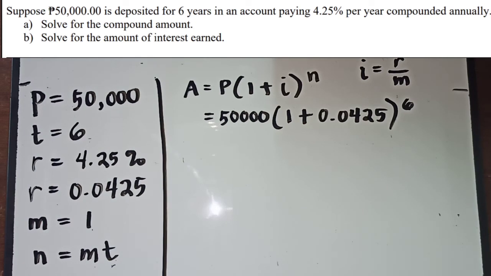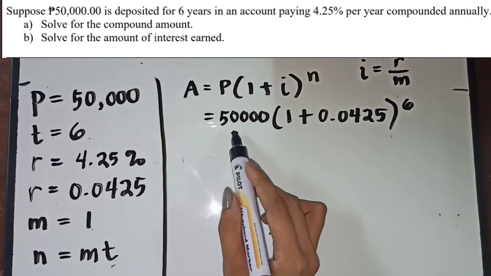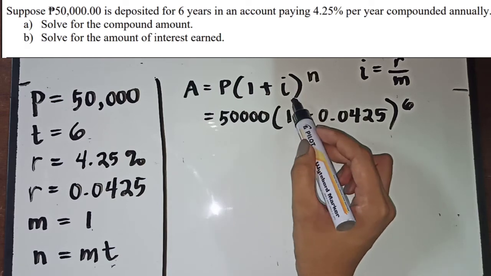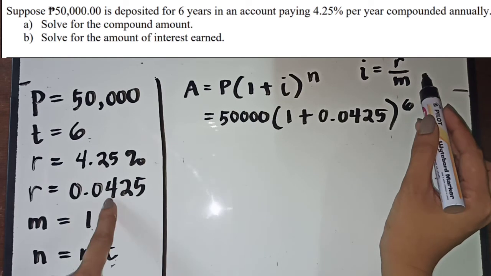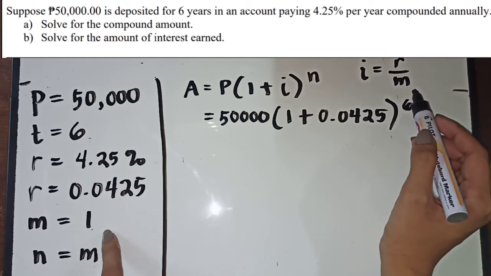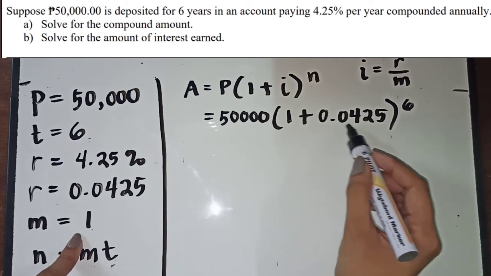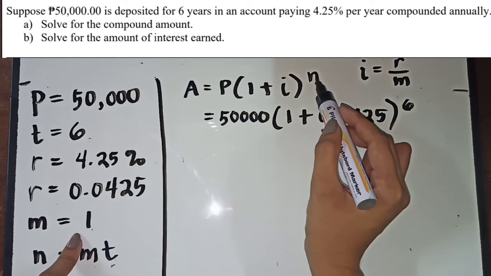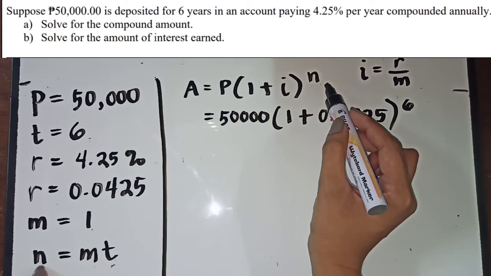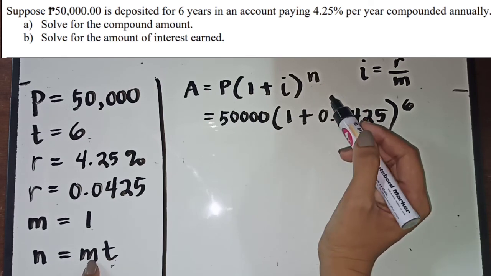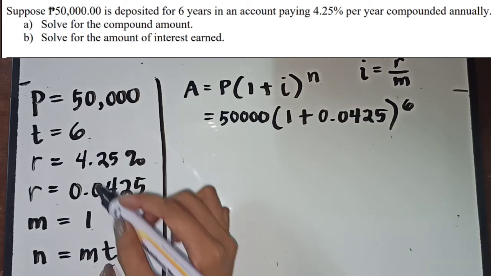So again, just substitute the values. We have P is equal to 50,000 and this I is equal to R over M. The value of your R is 0.0425 and the value of your M is 1. So 0.0425 divided by 1 is 0.0425. And to solve for the value of your N, we have this formula, N is equal to MT, or the product of M and T. The value of your M is 1 and the value of your T is 6.